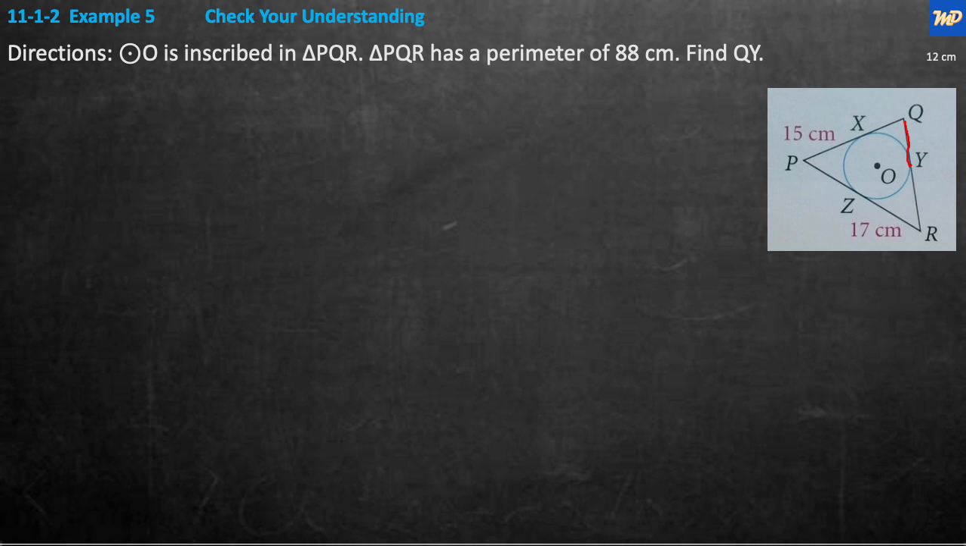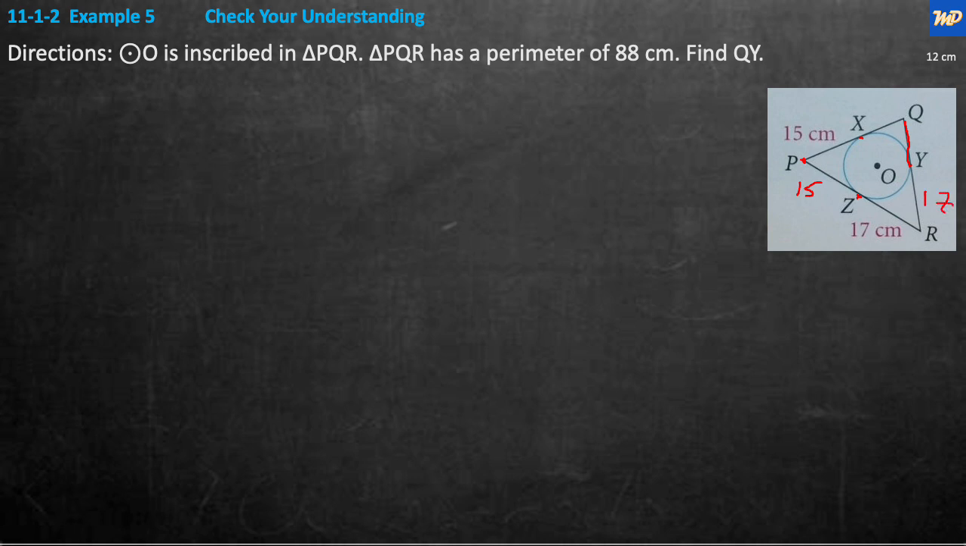Okay, I'm assuming you've tried it, and I know you've all gotten it correct, but let's work on it. Given all we know of the previous slides, we now know that, for instance, from point P to X, and point P to Z, these lines are congruent and equal, because from external points, the tangent segments to a circle are congruent. So that means that this is 15 centimeters. And we know that ZR or RZ is 17, so that means that RY is 17 centimeters.